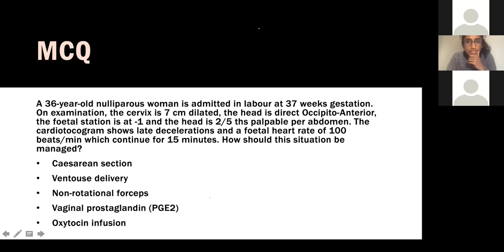So most of you said A, which is go for a cesarean section. So why did you say cesarean section over ventouse delivery or non-rotational forceps? Yeah, so distress and they're only 7 centimeters, exactly. Baby needs to come out ASAP and the head's not engaged as well. Yes, definitely. So I would say this woman needs an emergency cesarean section. There's fetal bradycardia, there's late decelerations, and this is continuing for 15 minutes, which is really worrying. Yeah, she needs a cesarean section.